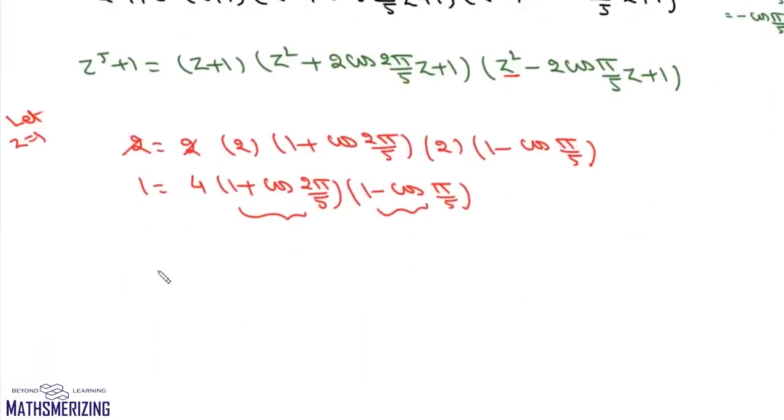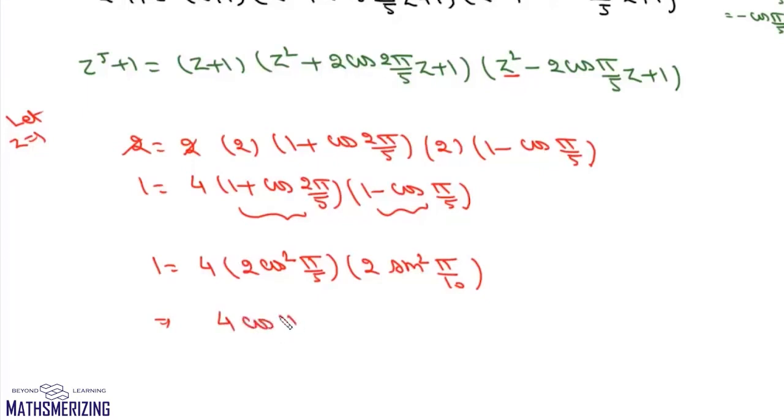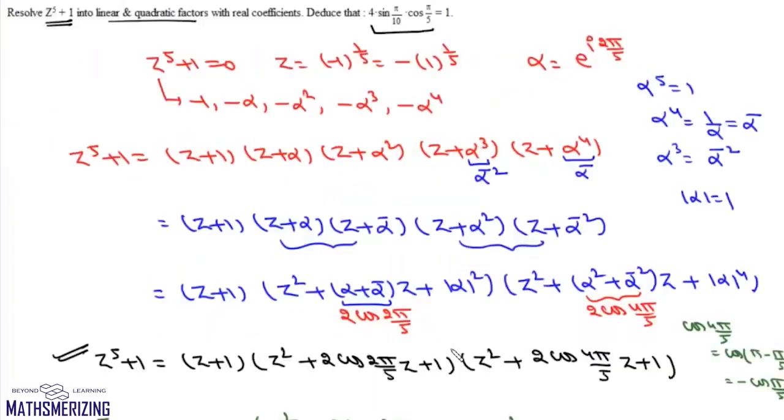So we can write 1 equals 4, and this is 2 cos square pi by 5 into 2 sin square pi by 10. So from here we can say 4 cos pi by 5 into sin pi by 10 is equal to 1. And this is what we need to prove.